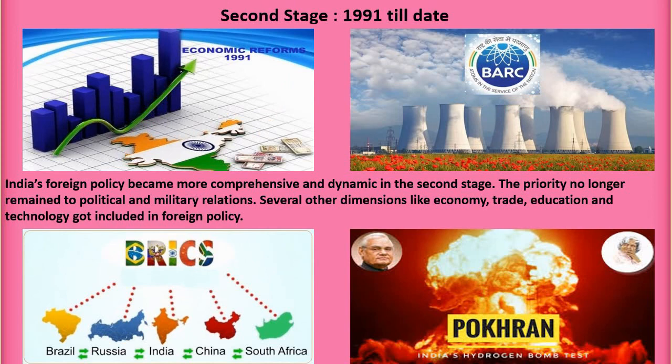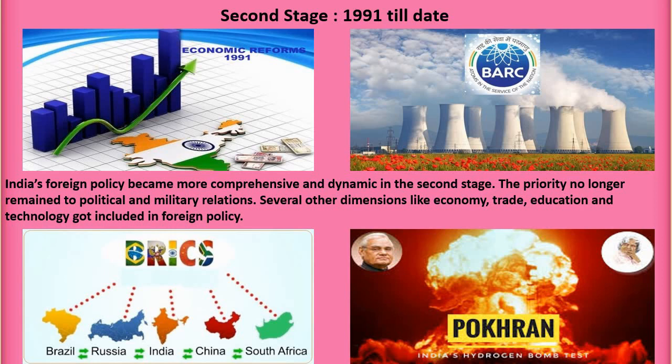Now, the second stage of India's foreign policy, and the period was 1991 till date, means till today. See, students, India's foreign policy became more comprehensive and more dynamic in the second stage. In the post-Cold War period, the priority no longer remained political and military relations, which we saw in the first stage. Here, several other dimensions like economy, trade, education, and technology got included in our foreign policy.